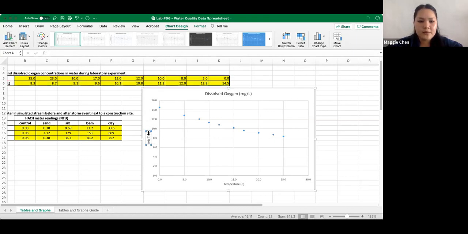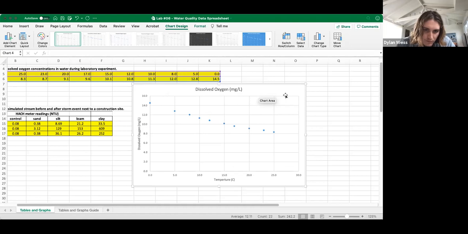Once it pops up for that, we can just change this again to something more descriptive. So we're looking at dissolved oxygen, and it's in units of milligrams per liter. Again, we're gonna wanna make sure that our units are here.